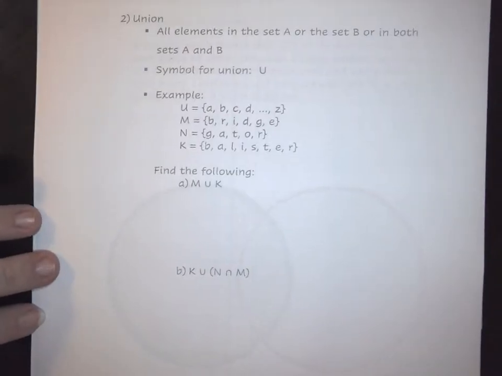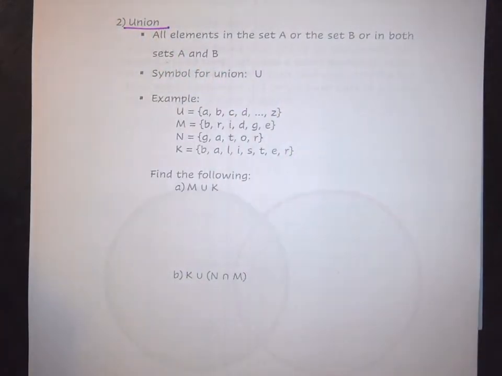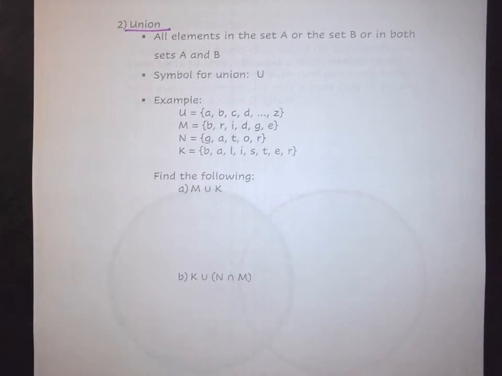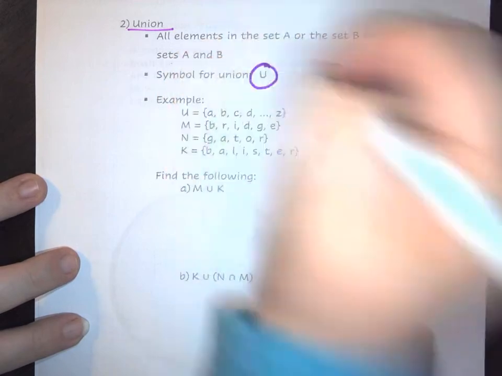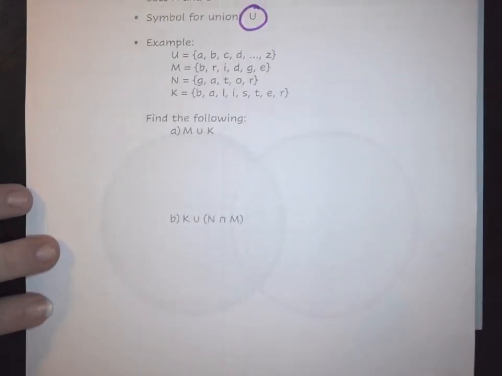Alright, if we're not looking at an intersection, then we are looking at a union. A union is all the elements in one set, or all the elements in the other set, or all the elements in both sets. The symbol for union kind of looks like a U, for union. And so again, we can look at an example.